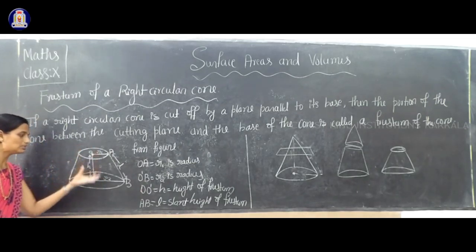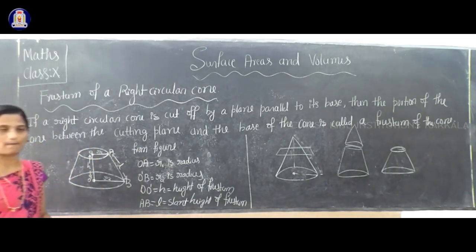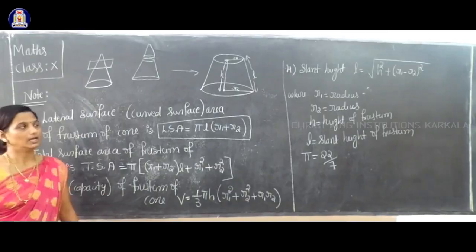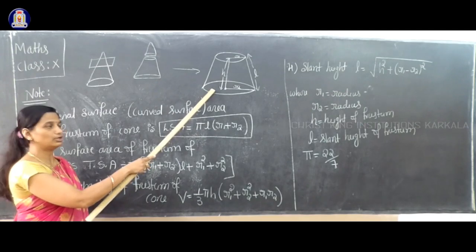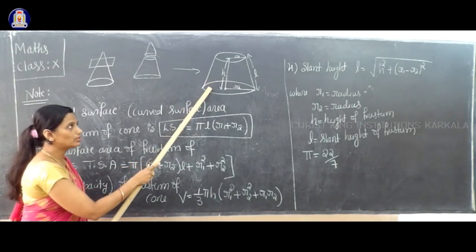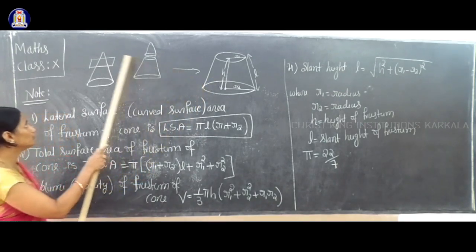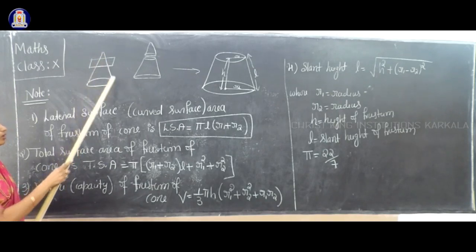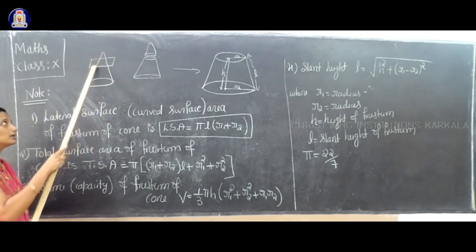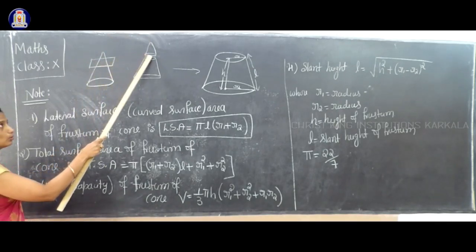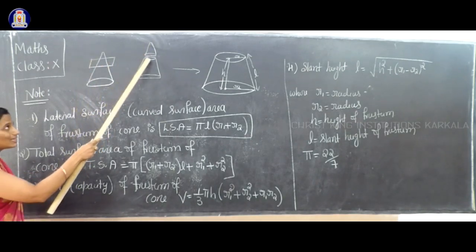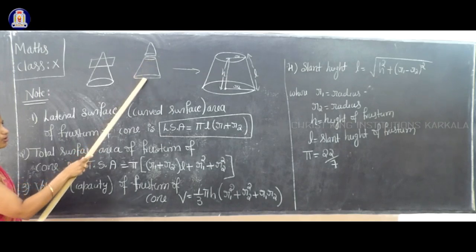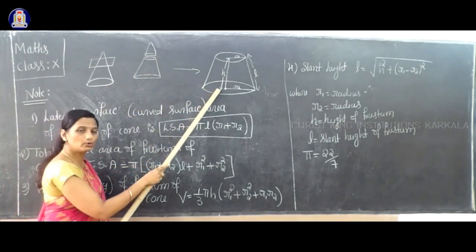Remember this. So this shape is called the frustum of a cone. This is the shape of the frustum, right? Already you know this. So how did you get this frustum shape? If you remove a small cone from this bigger cone, right? A small cone is cut off from this bigger cone. The remaining part is called the frustum of a cone.